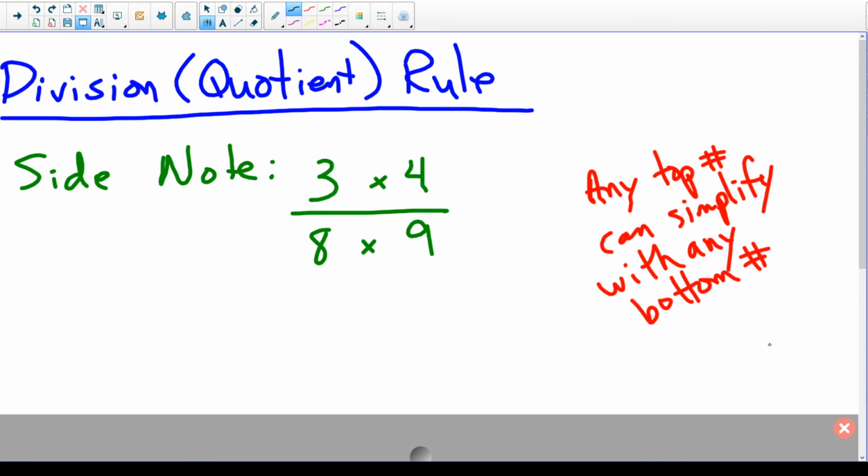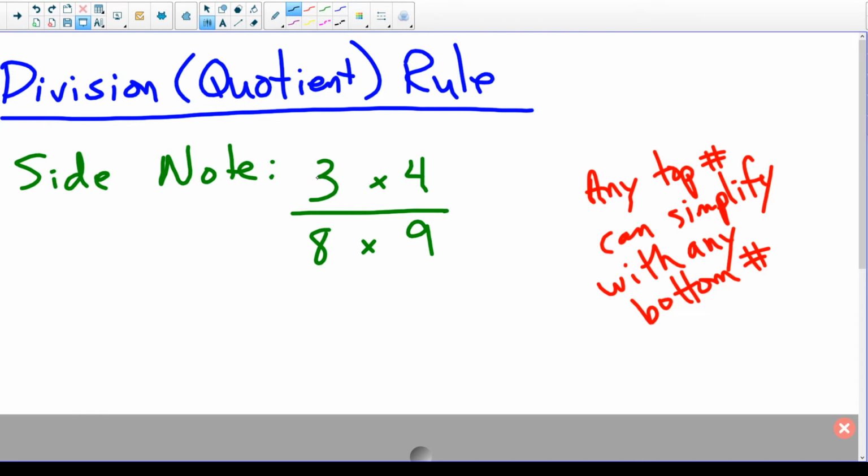Before we get to the division rule, I just want to do a little bit of a side note here. When you have a bunch of things multiplying at the top of a fraction and the bottom of a fraction, I wrote in red off to the side, any top number can simplify with any bottom number. This will come into play a little later on, but I just want to refresh your memory about this.